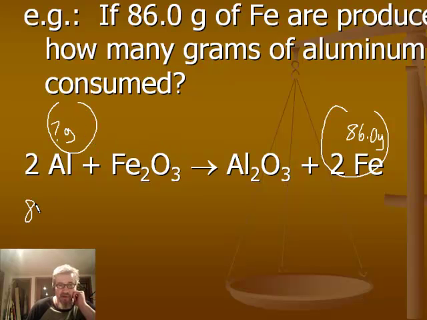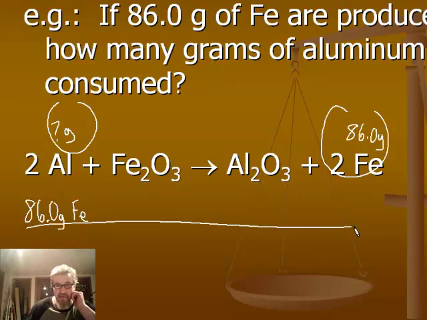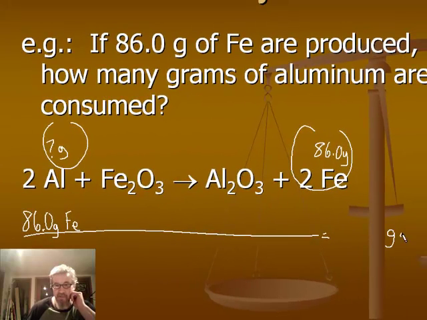As always, I start out by writing down my starting point. I know 86.0 grams of iron is what I'm starting with, or what I want to end up with in the reaction. The answer that I'm trying to find is grams of aluminum. That's my ultimate goal here in my calculation. I can't go grams of iron to grams of aluminum. Can't cross the Grand Canyon without using the mole bridge.